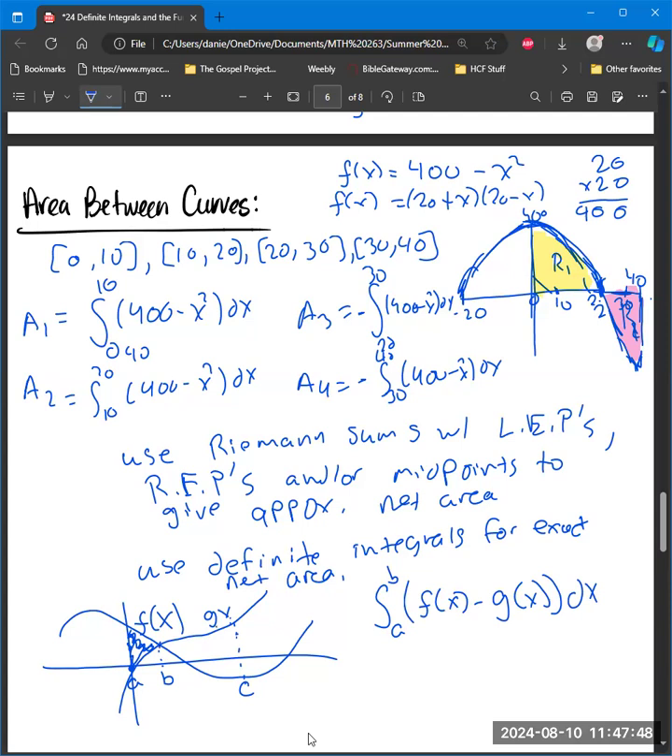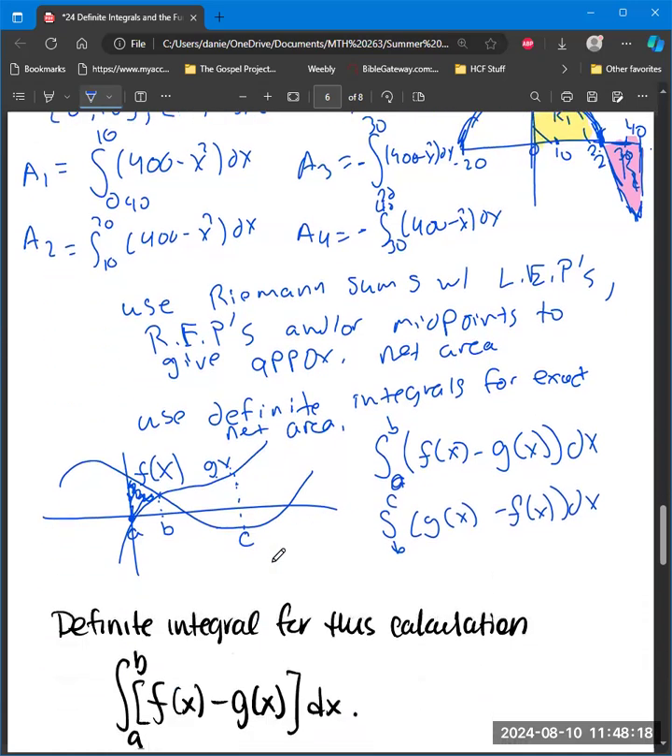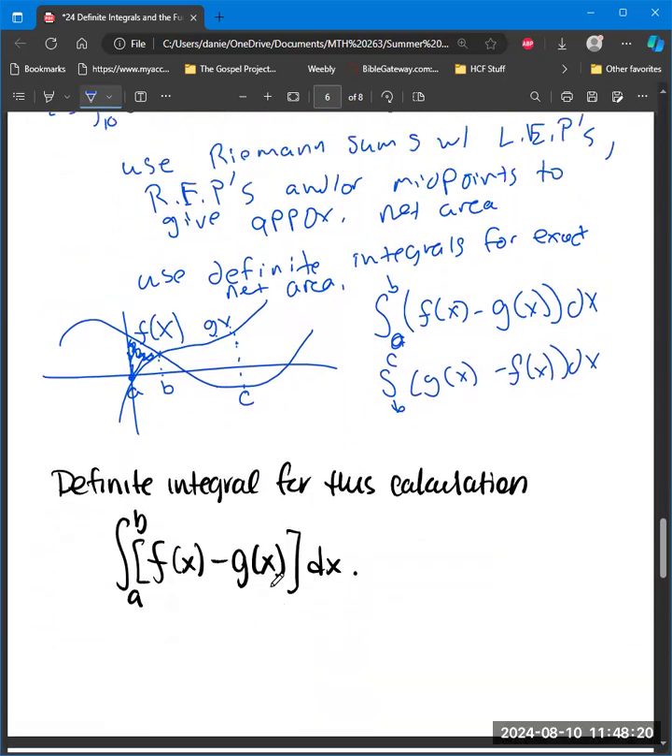Where g of x is above f of x, then from B to C, I would have to get area as a positive number, so I always need upper minus lower. And so I'm using the net area idea that anytime I am finding an area, I need upper function minus lower function. There's the formula right there.